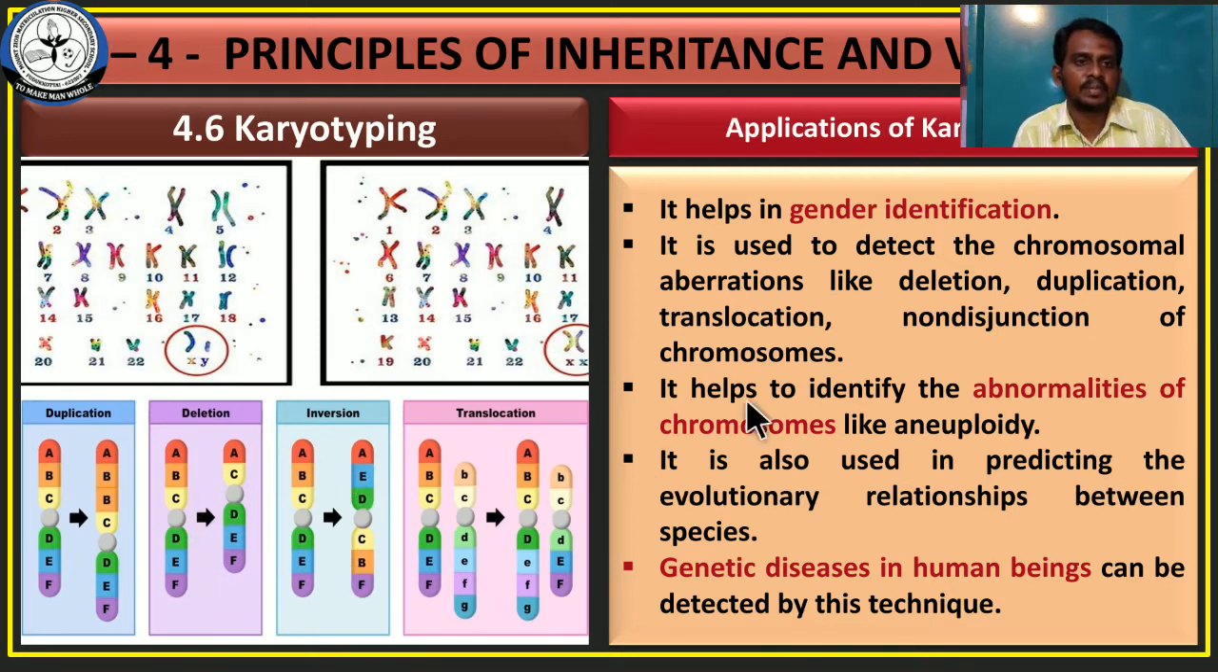Draw this diagram. Okay, so the first one is that karyotyping helps in identification of the sex of an individual, and also it is used for detection of chromosomal abnormalities. And the third one is it helps to identify abnormalities of the chromosomes like aneuploidy. What is aneuploidy? What is euploidy? Euploidy means an individual which has a normal number of chromosomes, or normal set of chromosomes, or correct number of chromosomes, that is called euploidy. Aneuploidy means there is any change in the number of chromosomes.